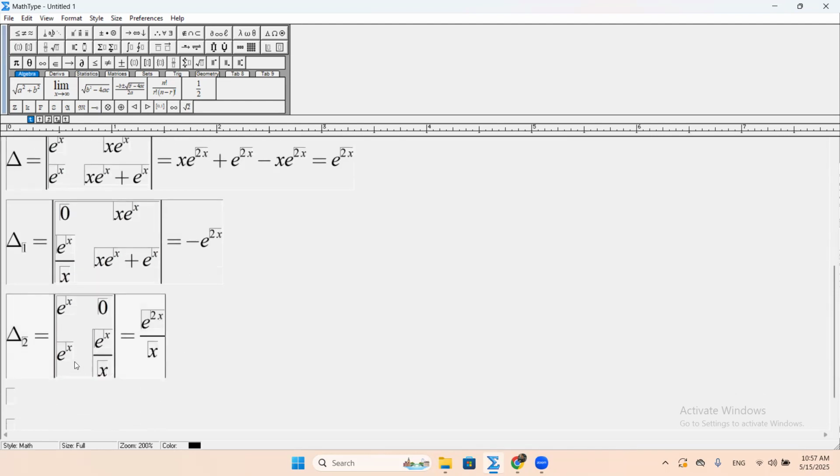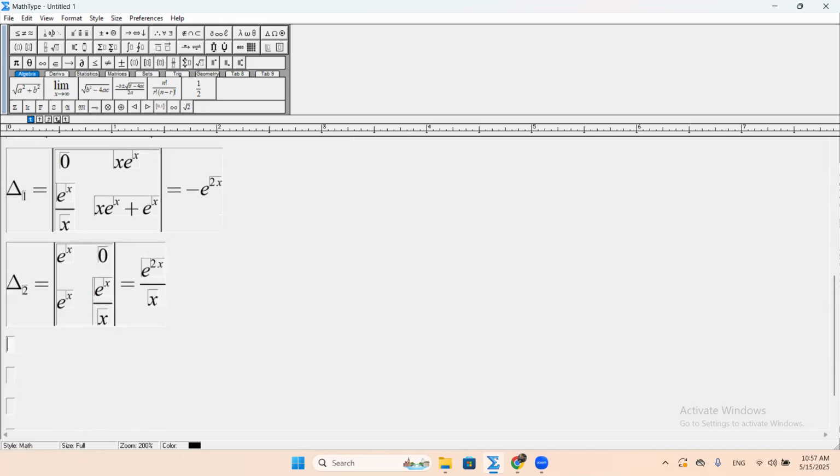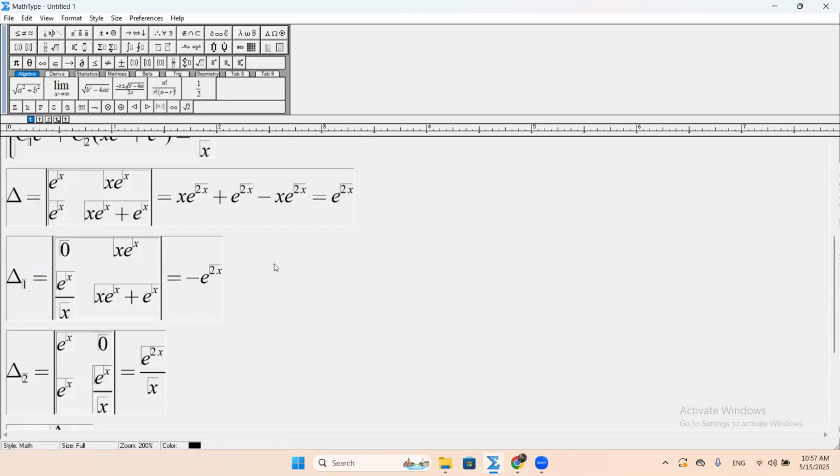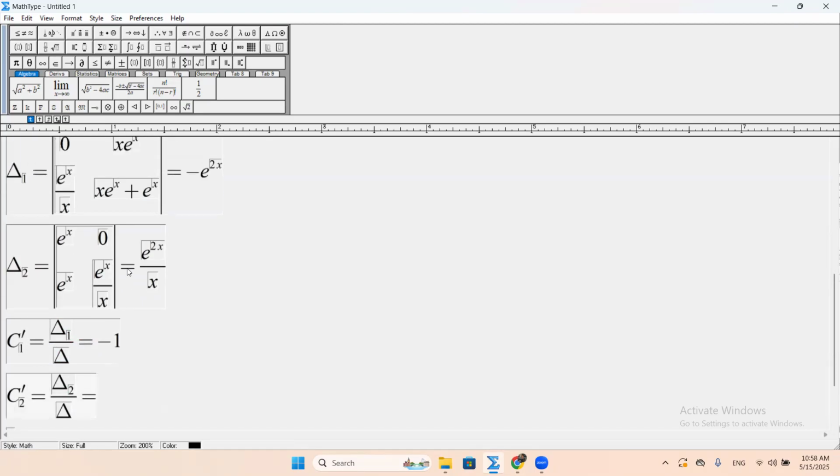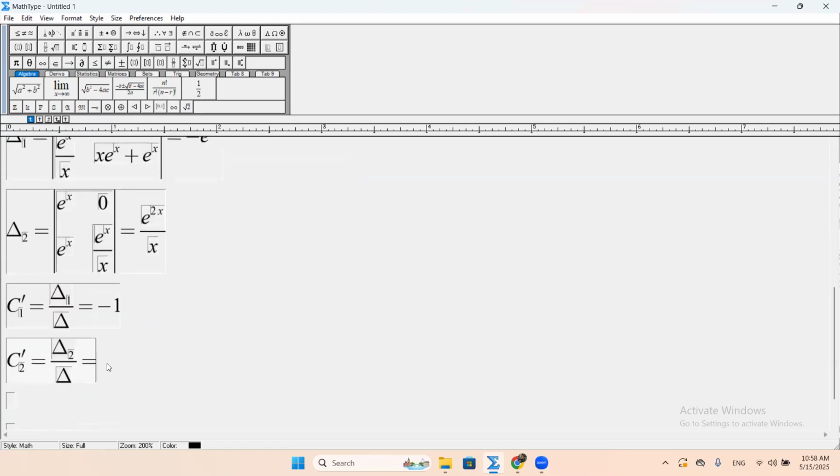So now we will find the constants C1 and C2. So first of all, derivatives of C1 and C2. So C1 prime will be equal to delta 1 over delta. So it will be equal to minus 1. And C2 prime will be equal to delta 2 over delta. So it will be equal to 1 over x.